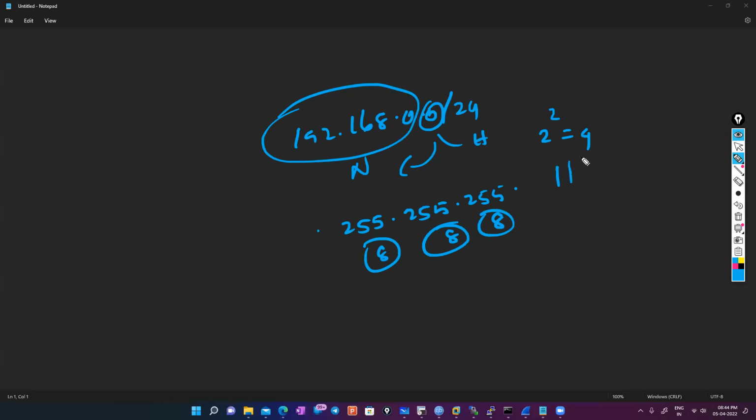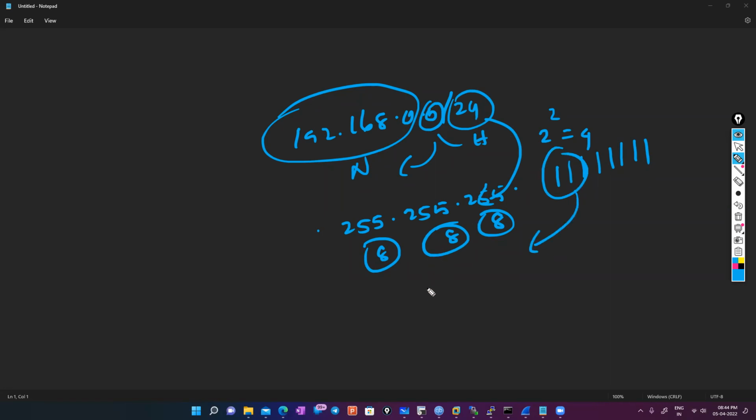So here I got 1, 2, 3, 4, 5, 6, 7, 8. Everybody would agree with this, right? So I want to borrow 2 bits here because I got the CIDR value 24 that satisfies here. All my network bits are occupied. That's the representation /24. I want 2 more bits, so I should borrow these 2 bits from the 4th octet.